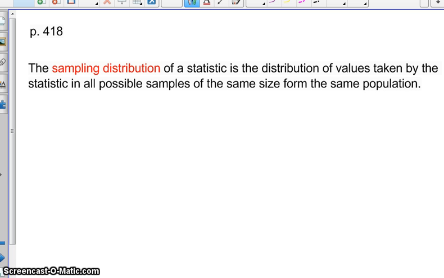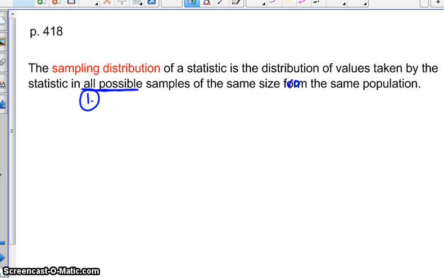All right, so my sampling distribution, and as I said, this whole section is about sampling distributions, of a statistic is the distribution of values taken by the statistic in all possible samples of the same size from the same population. So three things have to happen. Number 1, all possible samples. I have to put together every possible group of 5 students and calculate that mean score.